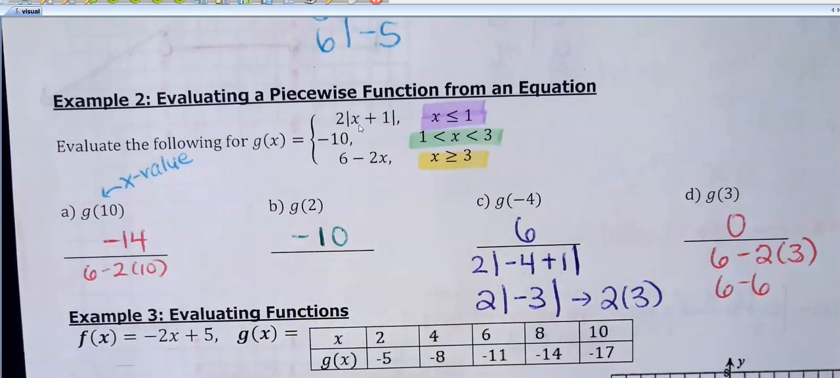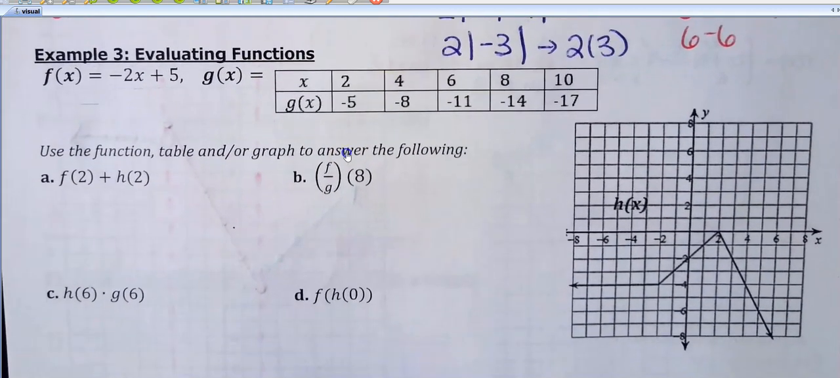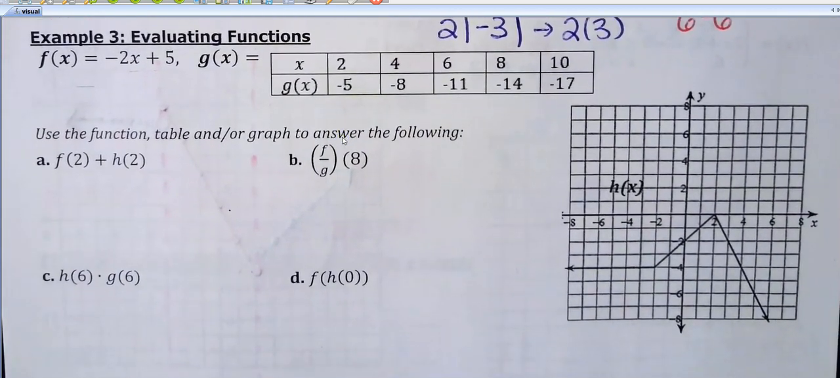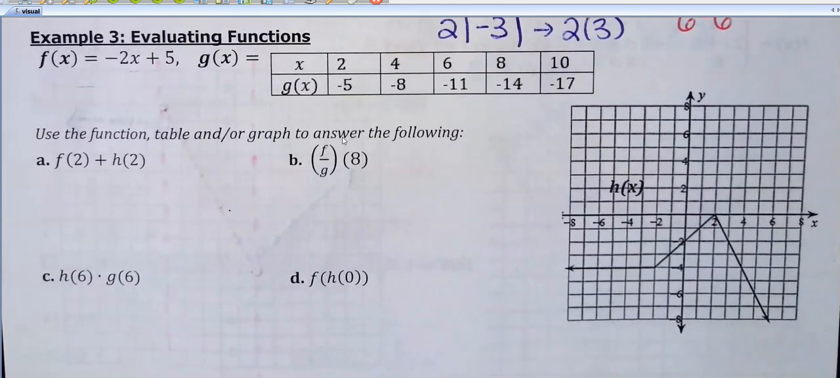Now, at the very bottom, this is not piecewise. This is just evaluating functions from the 3 different formats that we've done in class so far. The first one is f of x, a function rule, just a straight up equation. The second one, I don't think we've done anything like this in class. I think there may have been a question on the Math Excel where it gave you a table. And the third one, we've done a little bit with evaluating from a graph with the piecewise and with the Math Excel. So 3 different things going on, all the 3 different formats you could evaluate from.